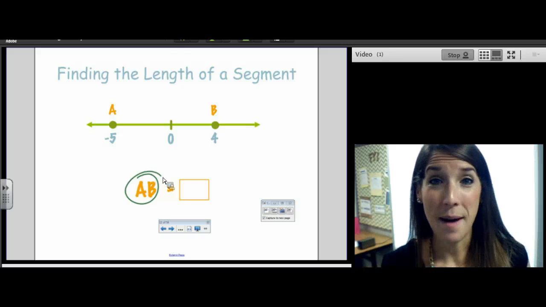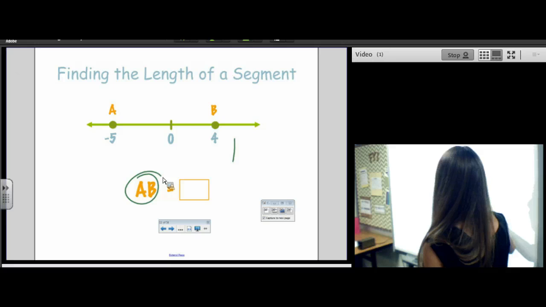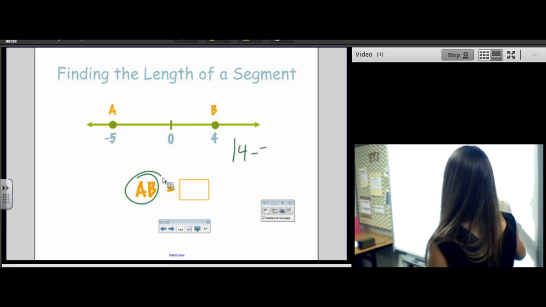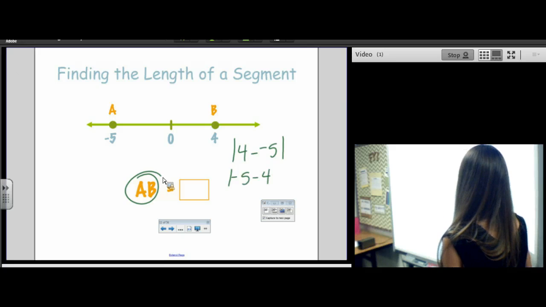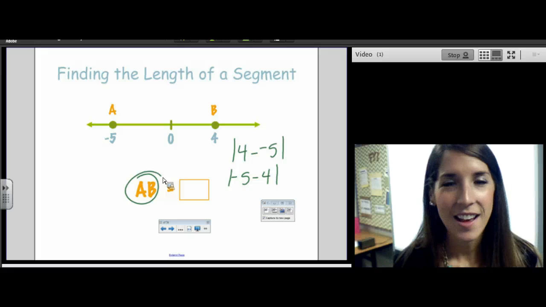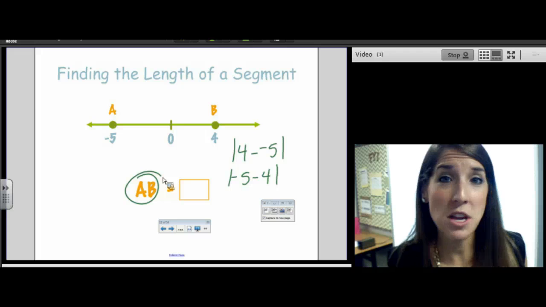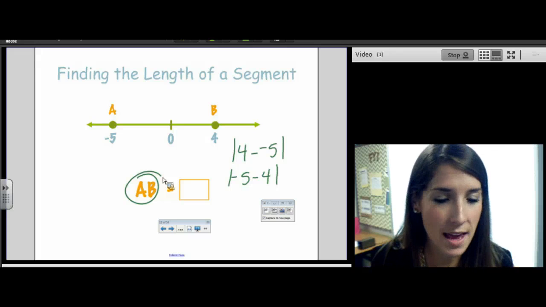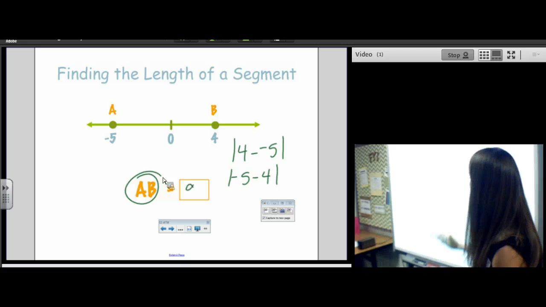The great news about this is that it doesn't matter which number you put first. So you can say 4 minus the other point, -5, or you could say -5 minus 4. Because no matter what, you're going to get 9 because you're going to make it positive. So you can't mess this up. Cool? So the distance from A to B is 9.